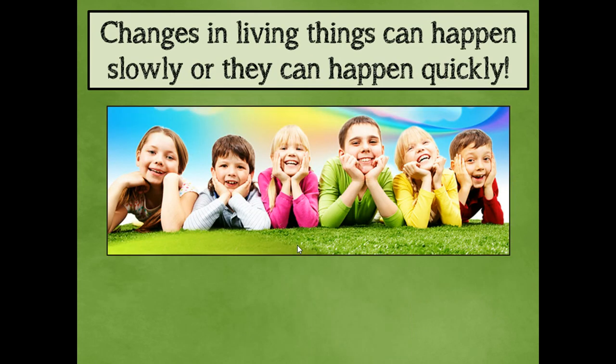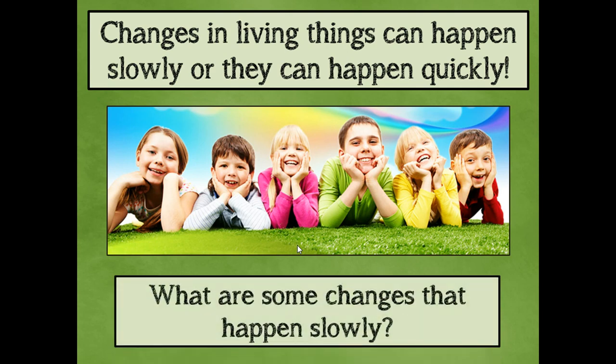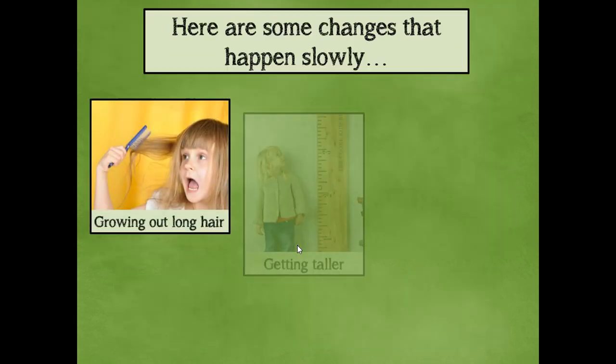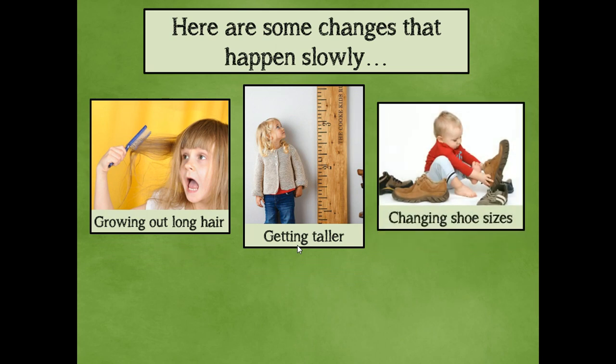Changes in living things can happen slowly or they can happen quickly. What are some changes that happen slowly? Your hair changes slowly as it's growing and you want it to get long. You have to wait a while for it to be long hair, so it grows pretty slow. You getting taller, that takes time as that changes. You changing your shoe size also takes a while to change.